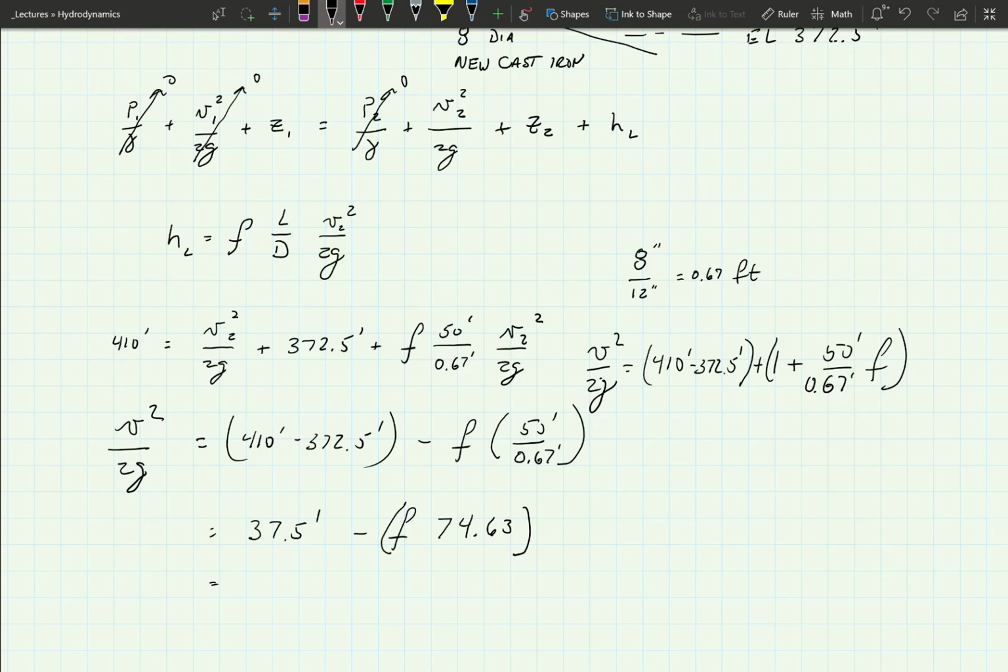Did something stupid back in here where I didn't take the velocities out. That goes to that side. Oh, duh.